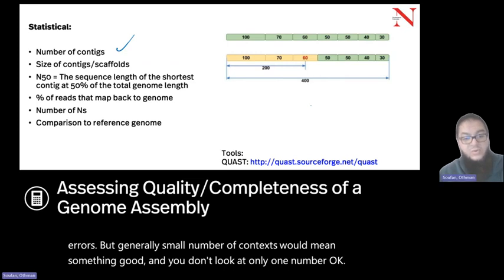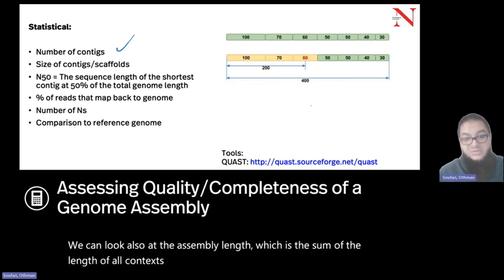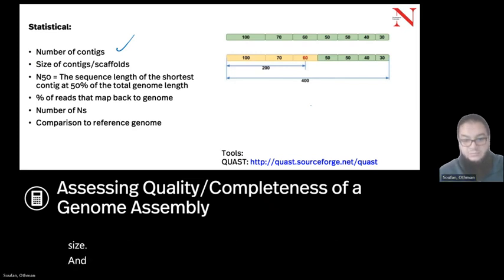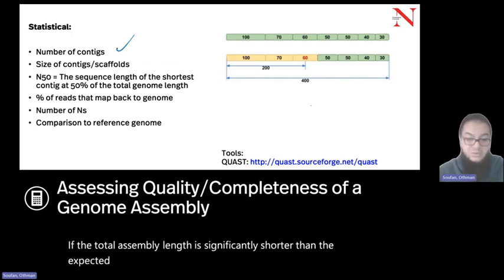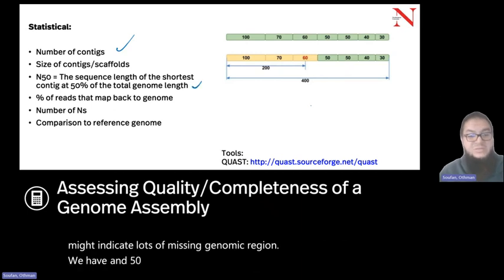We can look also at the assembly length, which is the sum of the lengths of all contigs. Okay, it provides an estimate of the genome size. And if the total assembly length is significantly shorter than the expected one based on our knowledge of the original genome, it might indicate lots of missing genomic regions. We have N50, okay, the sequence length of the shortest contig at 50% of the total genome.